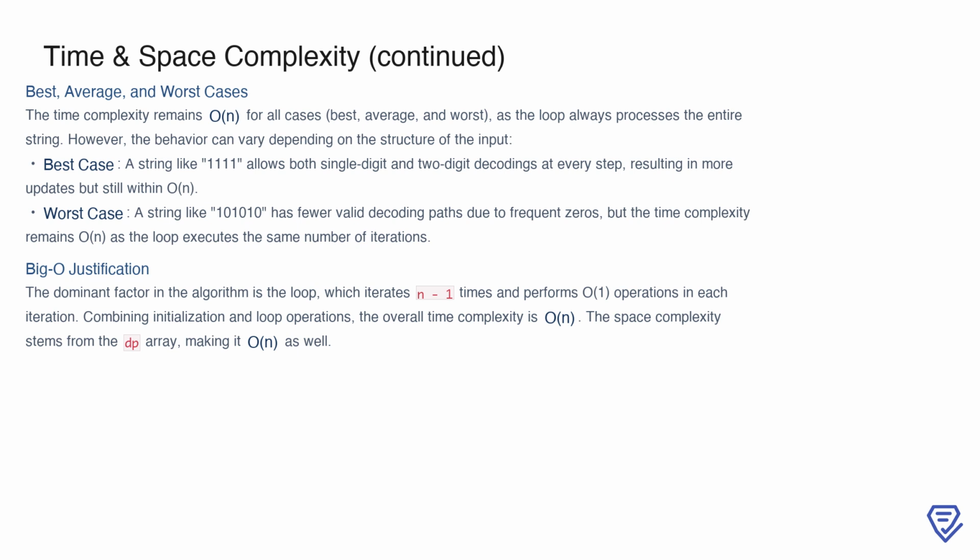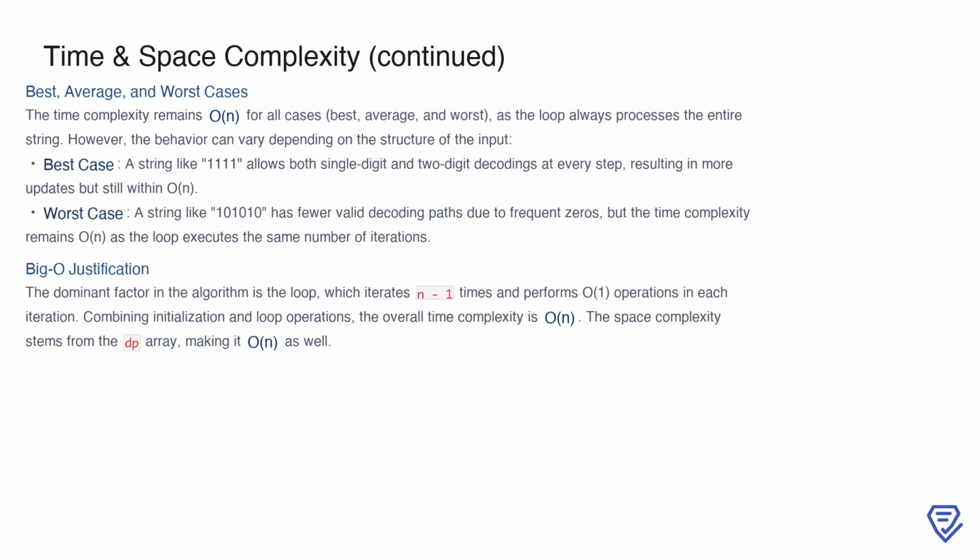In a worst-case scenario, like 100-1010, the valid decoding paths are limited due to the presence of zeros, which restricts the options. Despite this, the algorithm still performs the same number of iterations, maintaining an O(n) time complexity. The big O justification stems from the dominant loop, which runs n-1 times, performing O(1) operations per iteration, and the initialization of the dp array. Together, these contribute to a total time complexity of O(n).